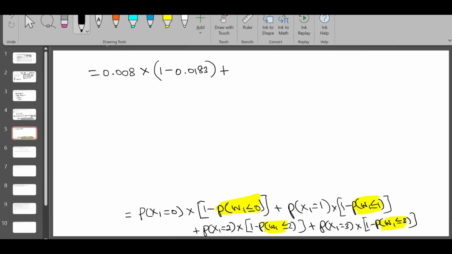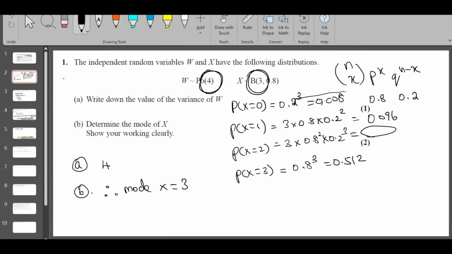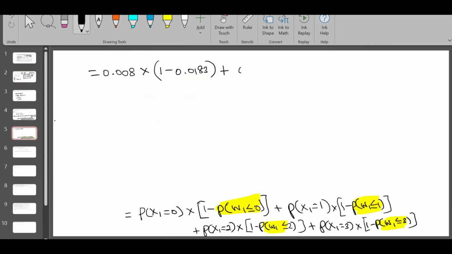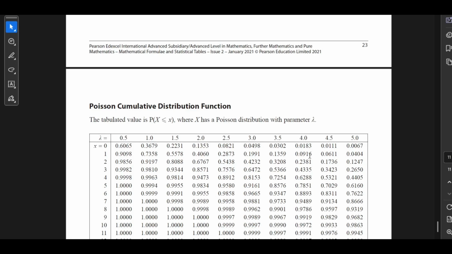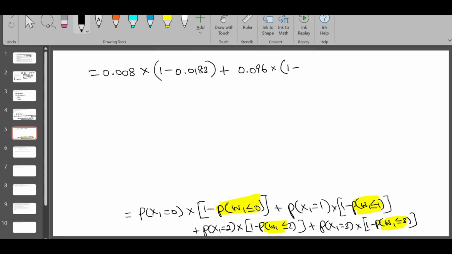Plus P of X1 is equal to 1. We calculated the probability here, 0.096. 0.096 times 1 minus the value for x is equal to 1, 0.916.